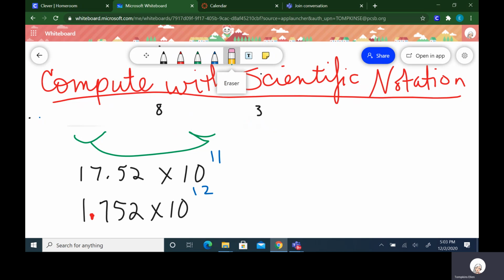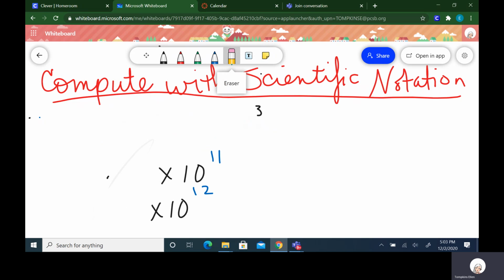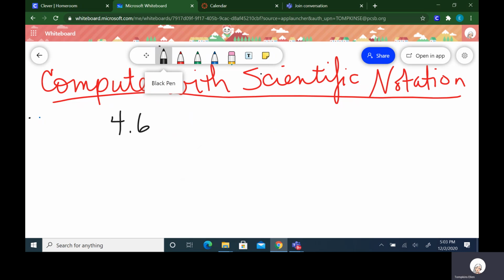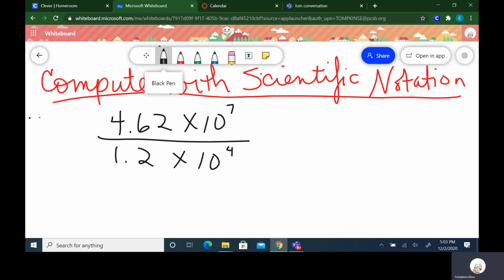Now, let's look at division. It's going to follow the same type of trend, which is pretty nice. So we have 4.62 times 10 to the 7th over 1.2 times 10 to the 4th. Okay, well, again, what we're going to do is go ahead and divide those two out. 4.62 divided by 1.2, you're going to get 3.85.